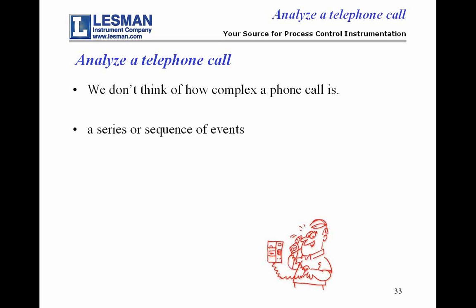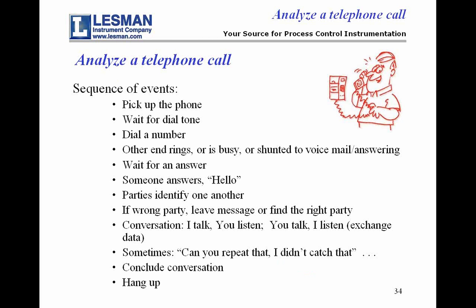And the telephone call is an excellent example of this because a telephone call is actually very complex. We don't think of it because we've learned since little kids how to make a telephone call, but it's actually quite a complex series of events. Think of it this way. In order to make a phone call, you've got to pick up the phone, wait for the dial tone, dial the number, and the other end rings or is busy or shunts you to voicemail. But if it rings and somebody answers, somebody says hello, and each party identifies the other. If you get the wrong party, you then have to determine what you're going to do to get the right party, but eventually you get to the point where we can have a conversation.